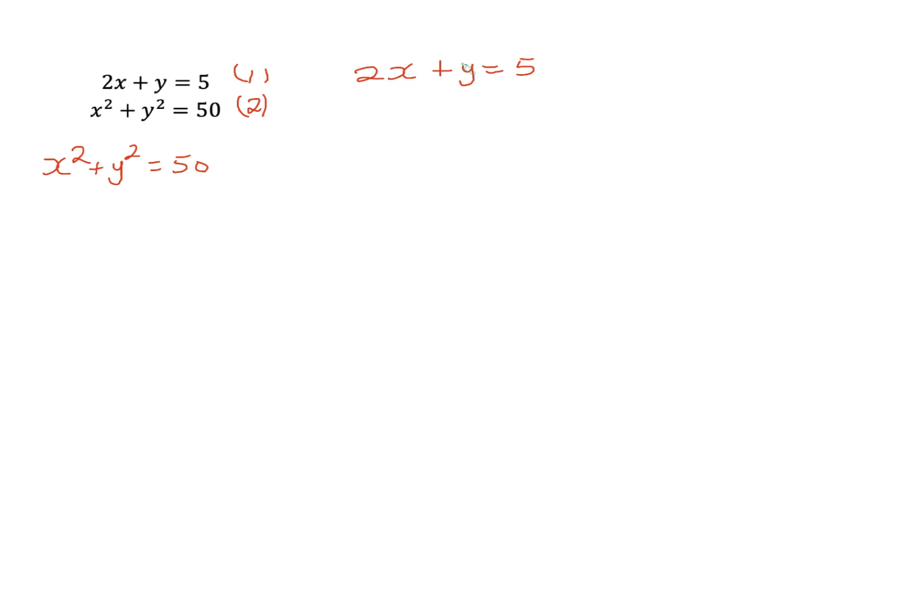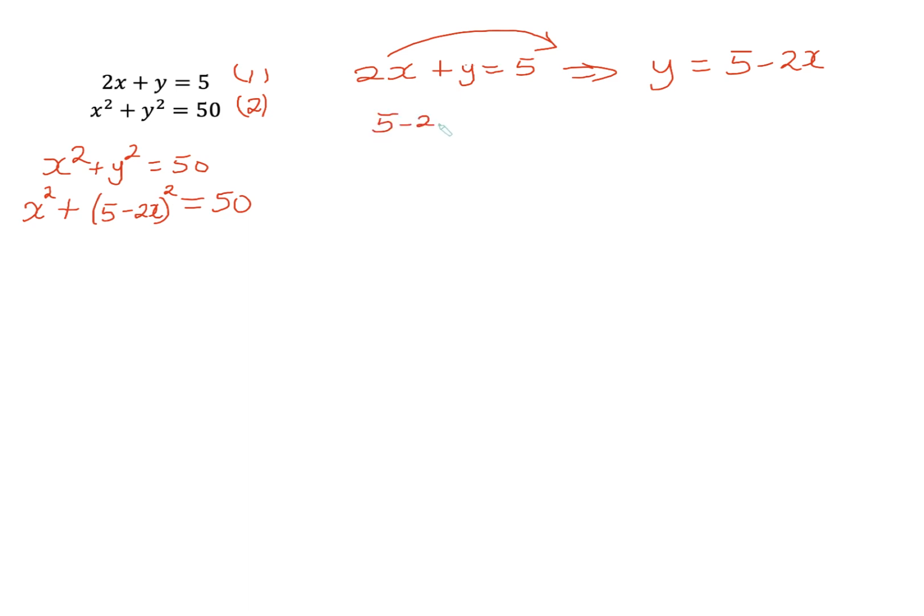Okay, so the y is positive, so that's fine. So therefore y has a value of 5 minus 2x. So we have x squared plus, now our y is 5 minus 2x, but we have y squared, so you have to square it, equals 50. Now this is why I said this was a little bit of work, because we need to FOIL this.